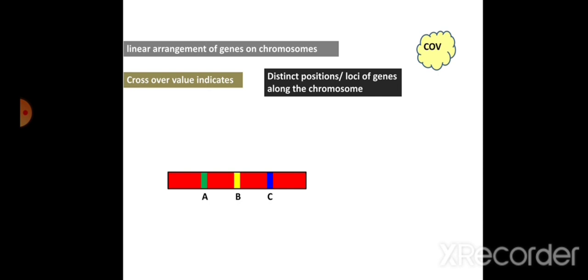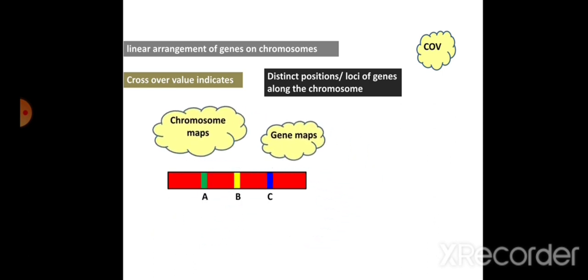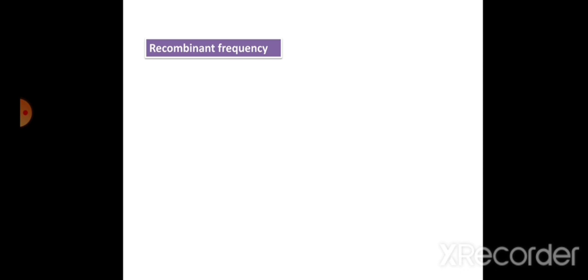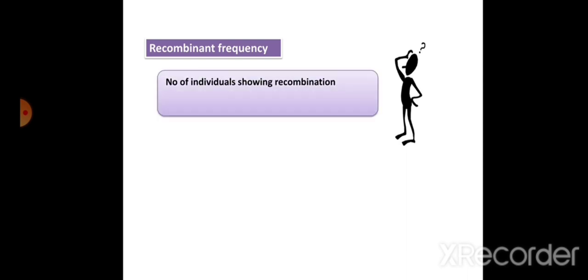Just as we see in a road map, between the cities the kilometer distance will be given. Similar to that, crossover value indicates the distance between the two genes and also gives the position of the genes. So a chromosomal map is prepared, which is also called a gene map. Now as we just understood, a chromosomal map or gene map requires recombinant frequency. What is the recombinant frequency? Recombinant frequency is equal to the number of individuals showing recombination in the test cross divided by the total number of offspring produced in the test cross.